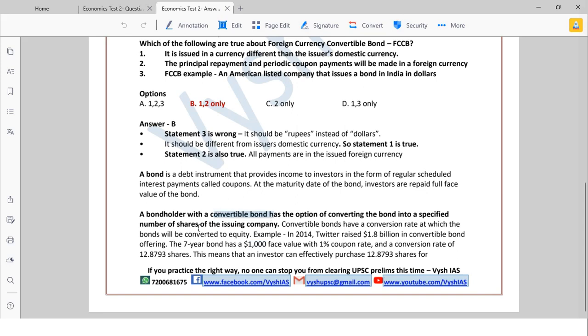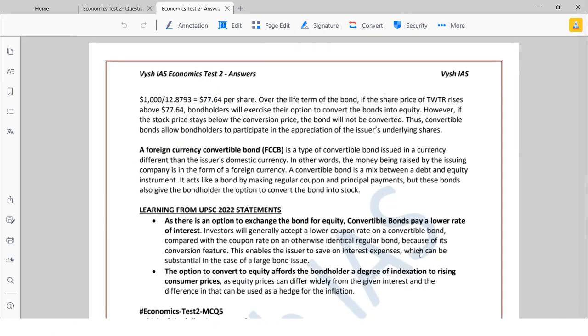Okay, so it's a mix of debt and equity. This is one statement which UPSC asked. Convertible bond is a mix of debt and equity. So the investor can effectively purchase that many shares, however many Twitter or whichever company announces, for that money. Like 1,000 is the face value, so 1,000 divided by this much. Don't memorize this calculation, but I'm telling you they can buy that many shares at that much money, based on how much face value you bought.